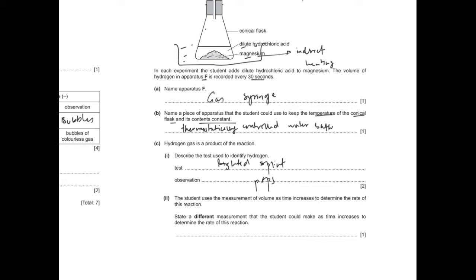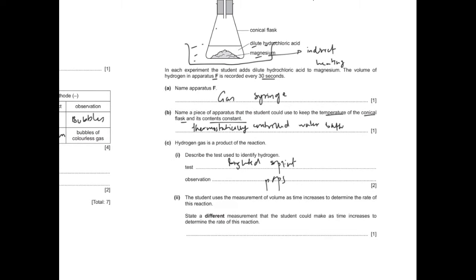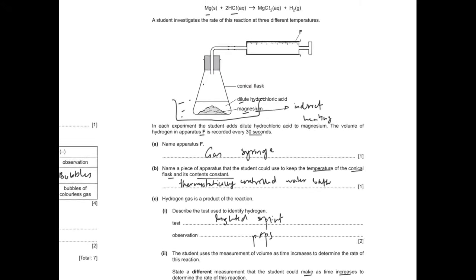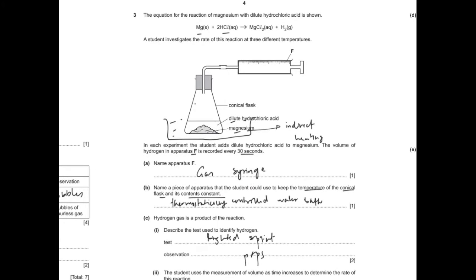The next part is the student uses a measurement of volume as time increases to determine the rate of reaction. Basically, you divide volume by time. State a different measurement that a student could make as time increases to determine the rate of this reaction. How can you determine the rate? What exactly are you doing? We will have to see that first.